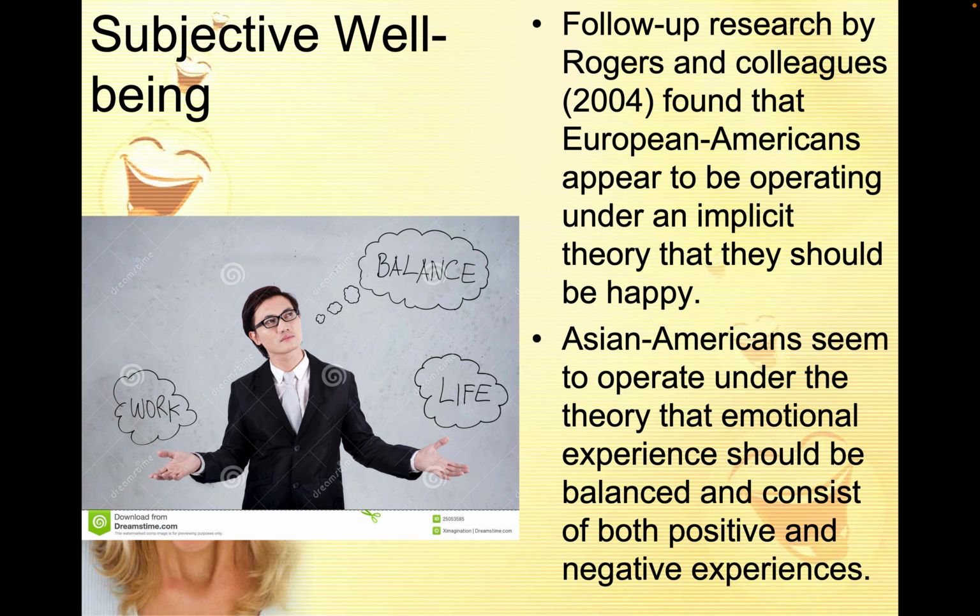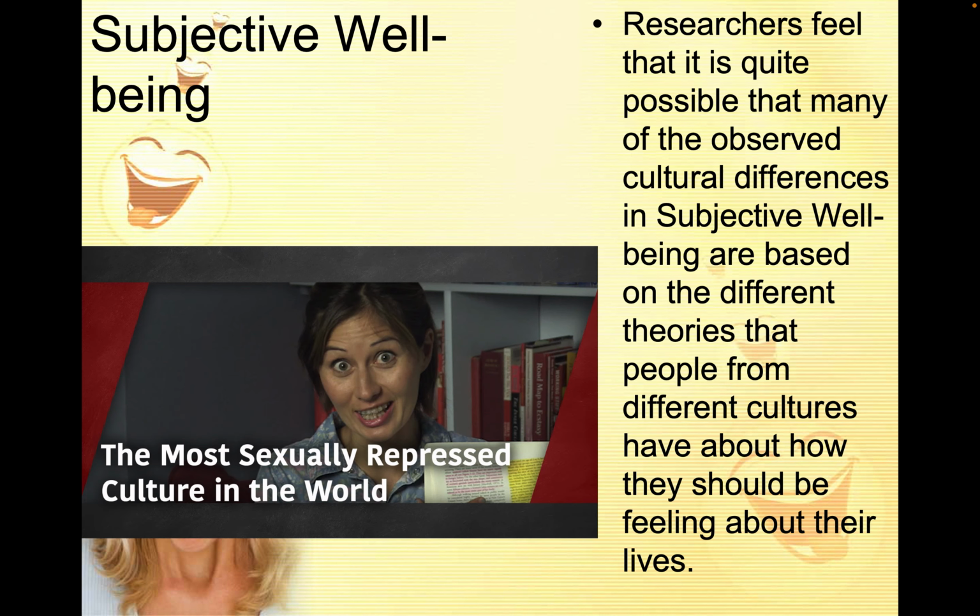Follow-up research by Rogers and colleagues in 2004 found that European Americans appear to be operating under an implicit theory that they should be happy. Asian Americans seem to operate under the theory that emotional experience should be balanced and consist of both positive and negative experiences. Researchers feel that it is quite possible that many of the observed cultural differences in subjective well-being are based on the different theories that people from different cultures have about how they should be feeling about their lives.